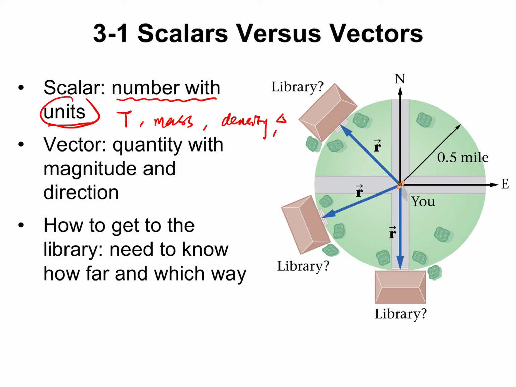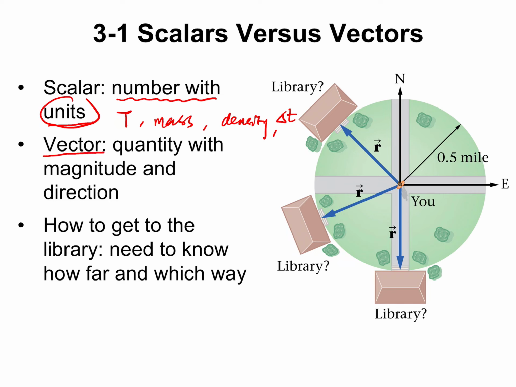And the time interval. From now to some time later, maybe 10 minutes later. So the time interval here is 10 minutes. The time interval is a scalar. So a scalar is just a number with a unit. The number can be positive, can be zero, can be negative. So that's a scalar.